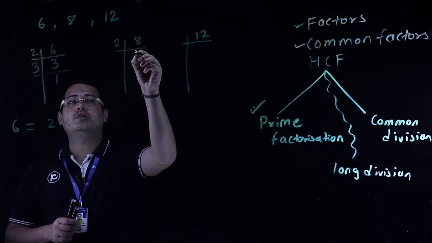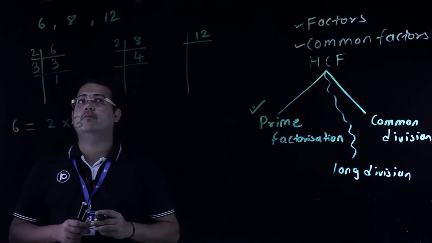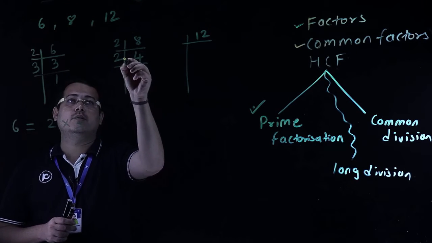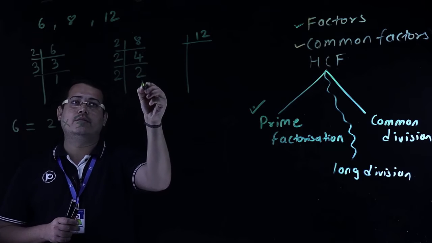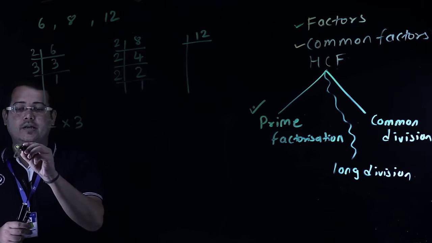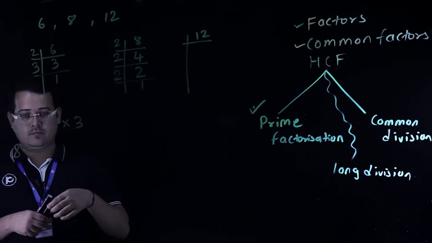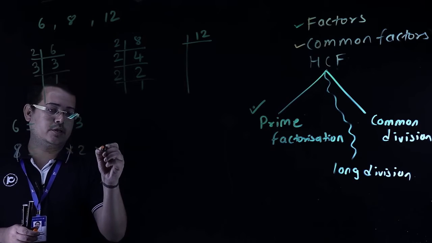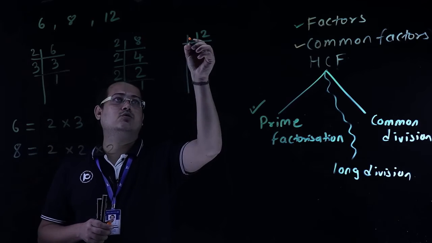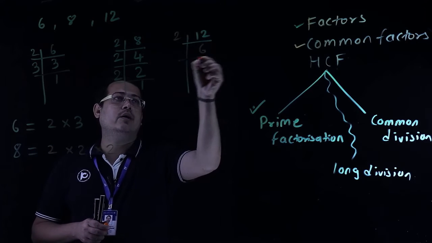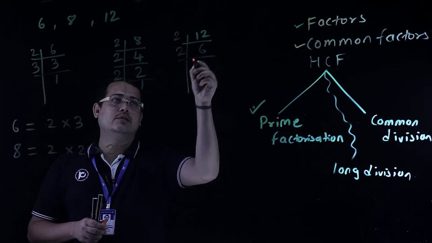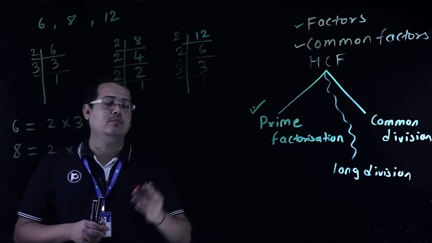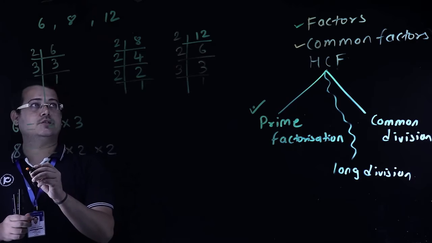8 is also divisible by 2, so I am taking the prime number 2. Now 4 is also divisible by 2, 2 twos are 4 and 2 ones are 2. So the prime factors of 8 are 2 multiplied by 2 multiplied by 2. Next 12: 2 sixes are 12, 2 threes are 6 and 3 ones are 3. As you can see, all the factors are prime, so it is called the prime factorization method.